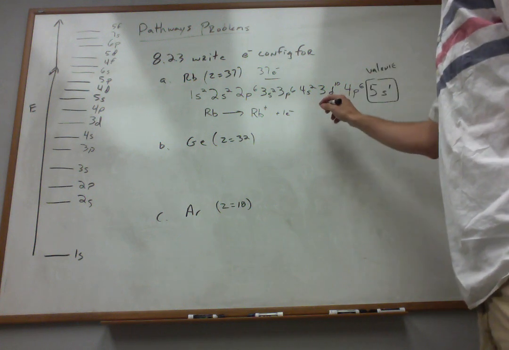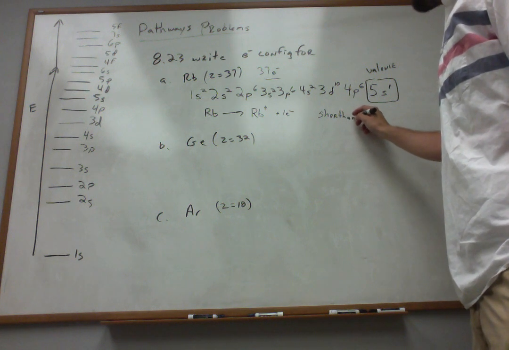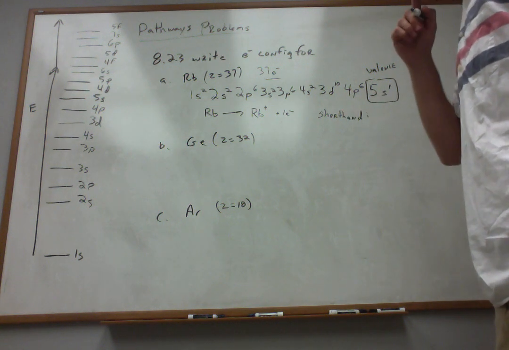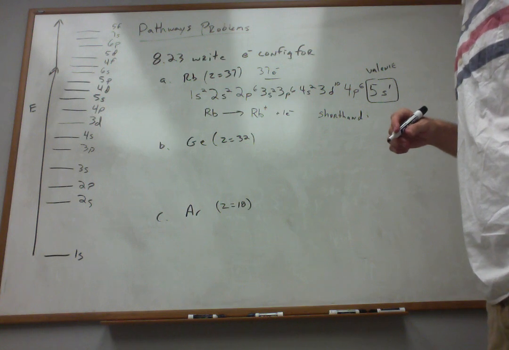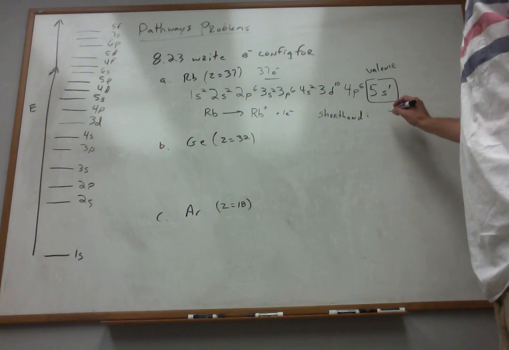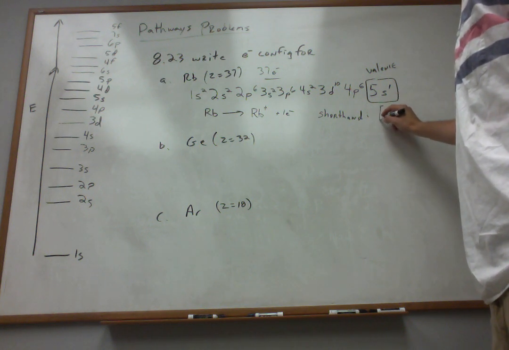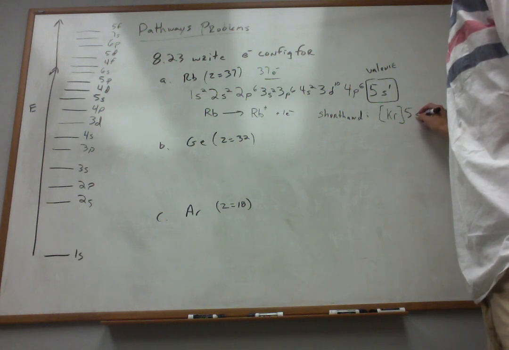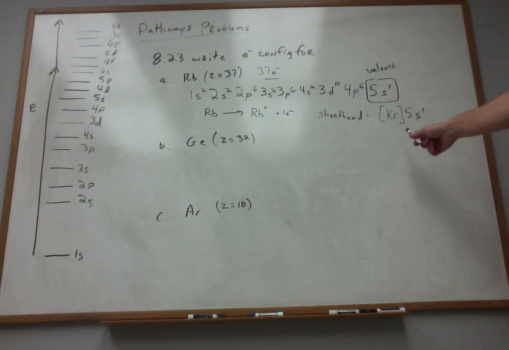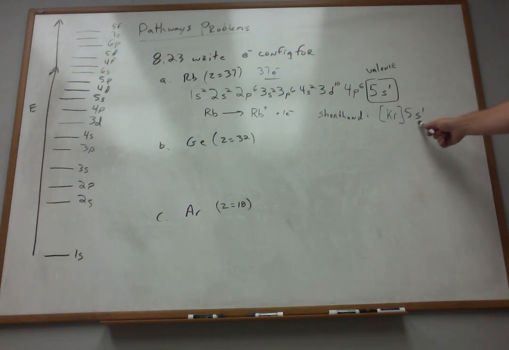There's a shorthand notation for this that's actually a little bit easier, or condensed notation might be another way to say it. Because of this business of the noble gases, like I just talked about, sometimes you might see the electron configuration in a condensed notation written like this for this atom. And what it is, it's just in brackets Kr and then 5s1.